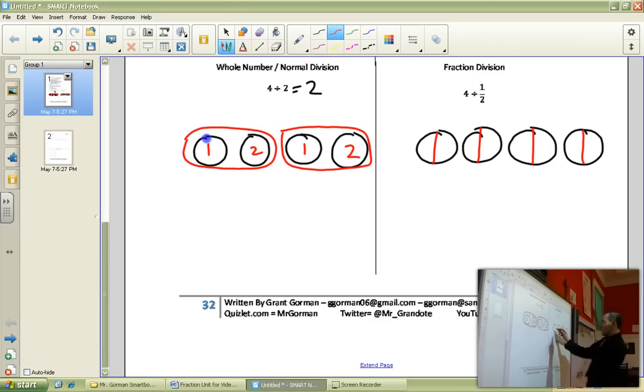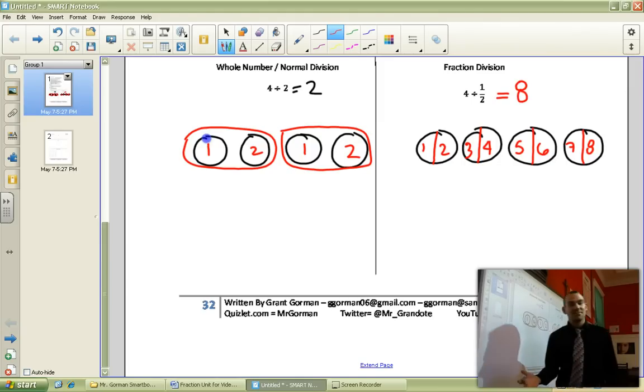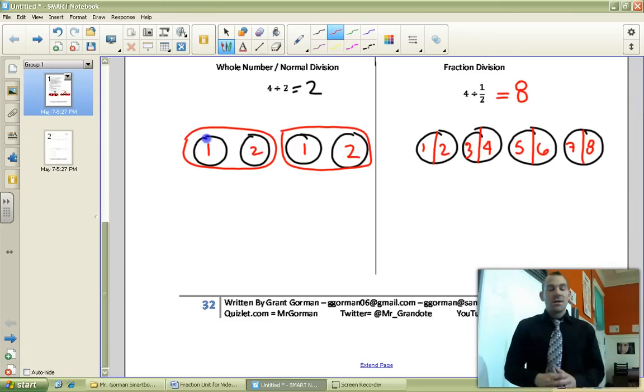So that means we have one group of halves right there, 2 groups, 3 groups, 4 groups, 5 groups of a half, 6 groups of a half, 7 groups of a half, and 8 groups of a half. So 4 divided by 1/2 is 8. Look at that, okay?